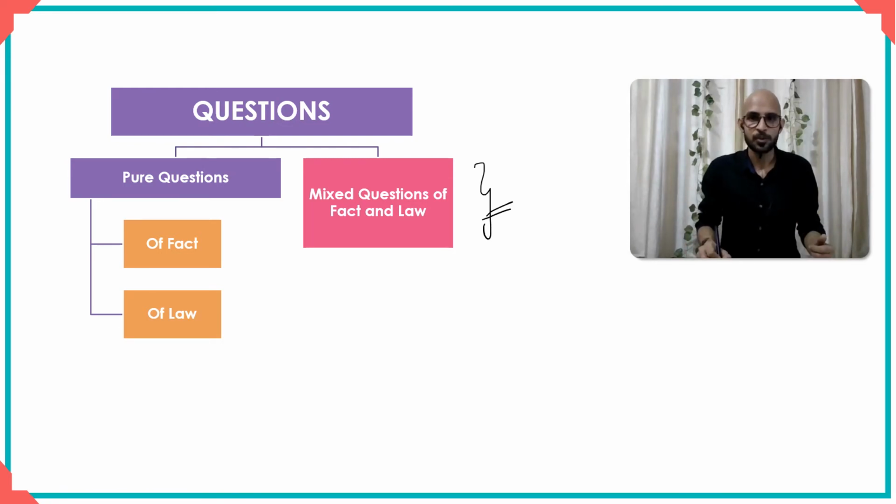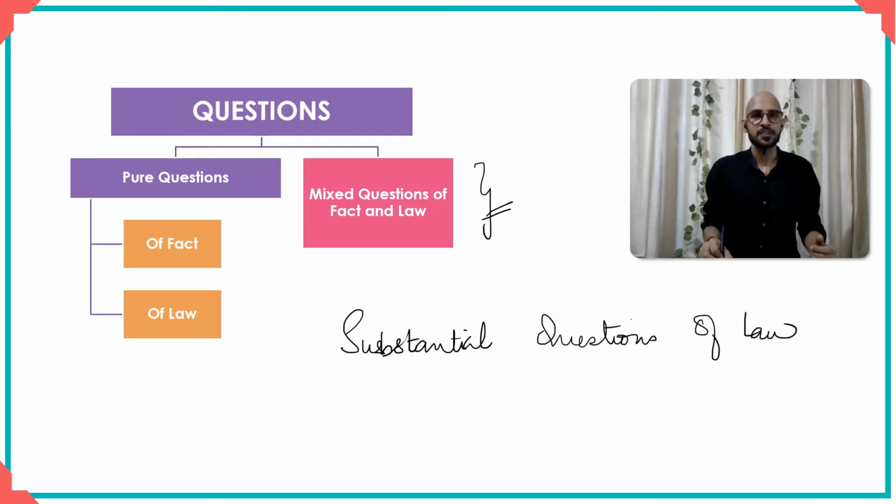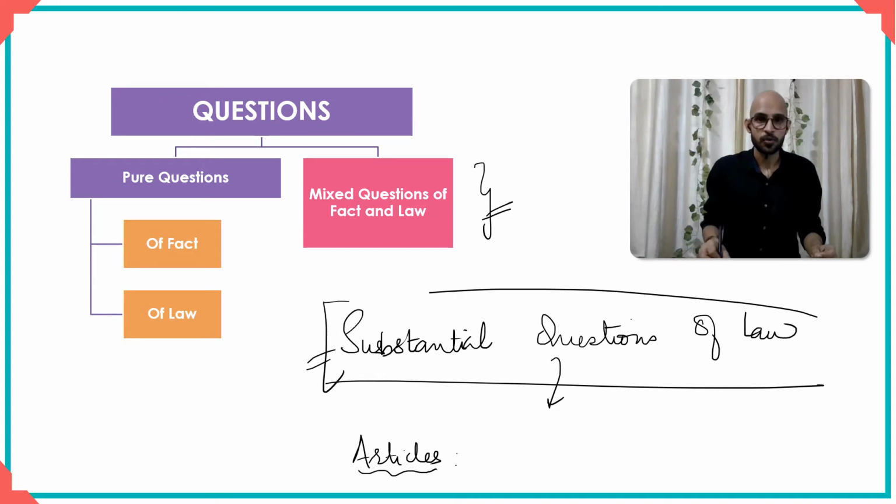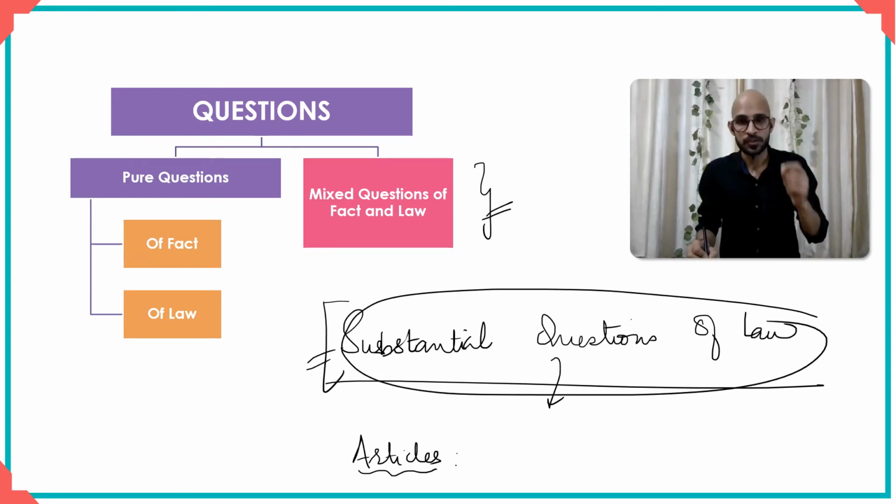Talking about substantial questions of law, you must have heard of this phrase as well. And this is a phrase that is very important when we talk of appeals to the Supreme Court. So, in the comment section, I want you to write down the article numbers in the Constitution where you see the usage of this phrase, substantial questions of law.